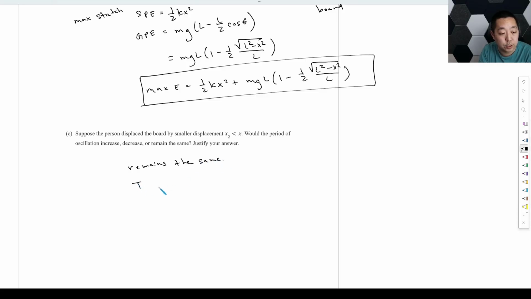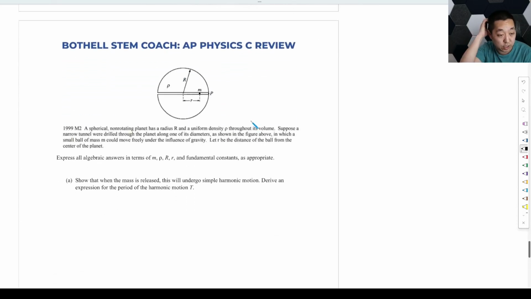And the period equation does not depend on the amplitude x. Okay, cool. All right, let's look at the gravitational one.